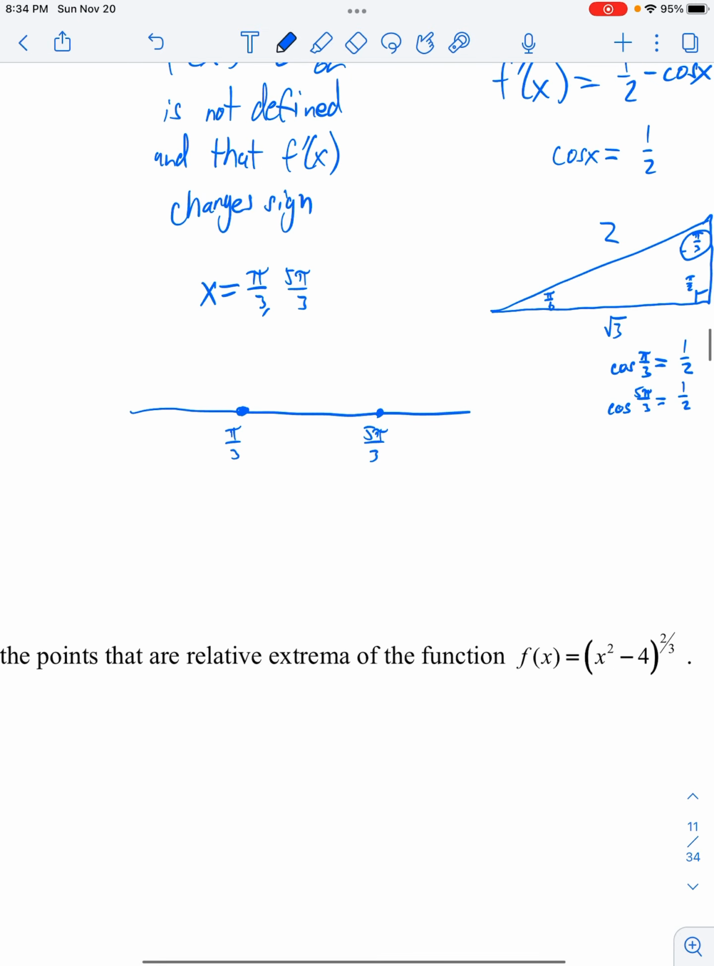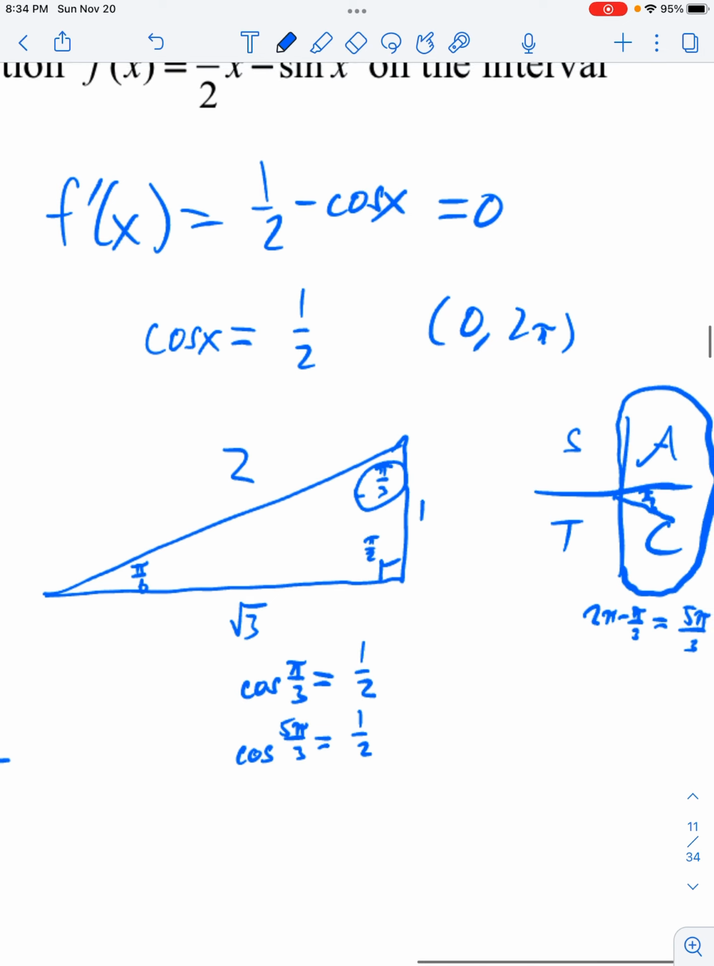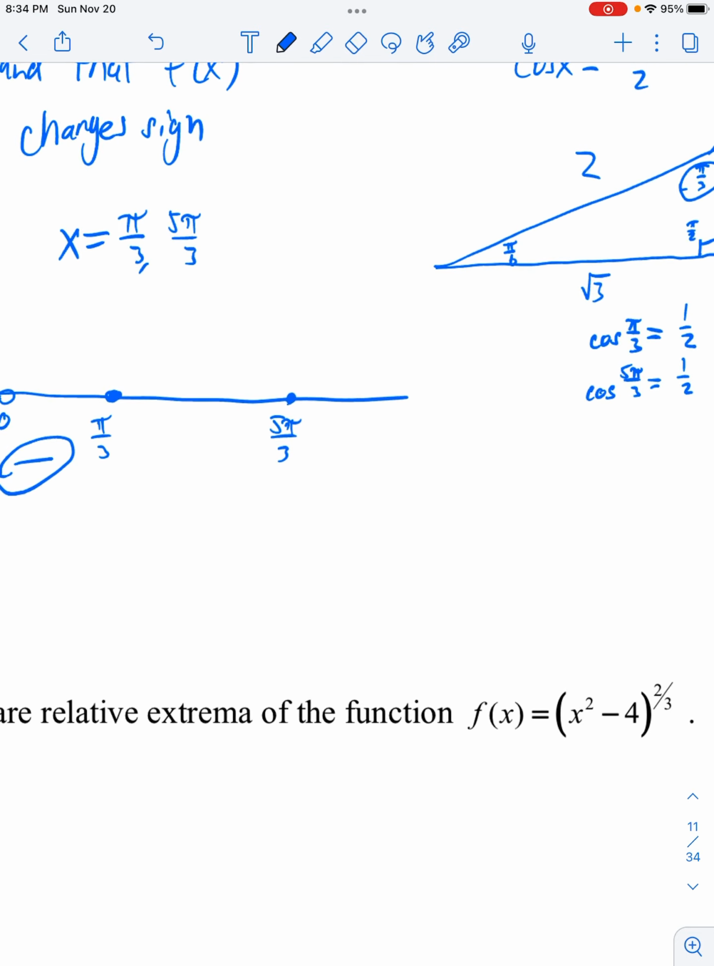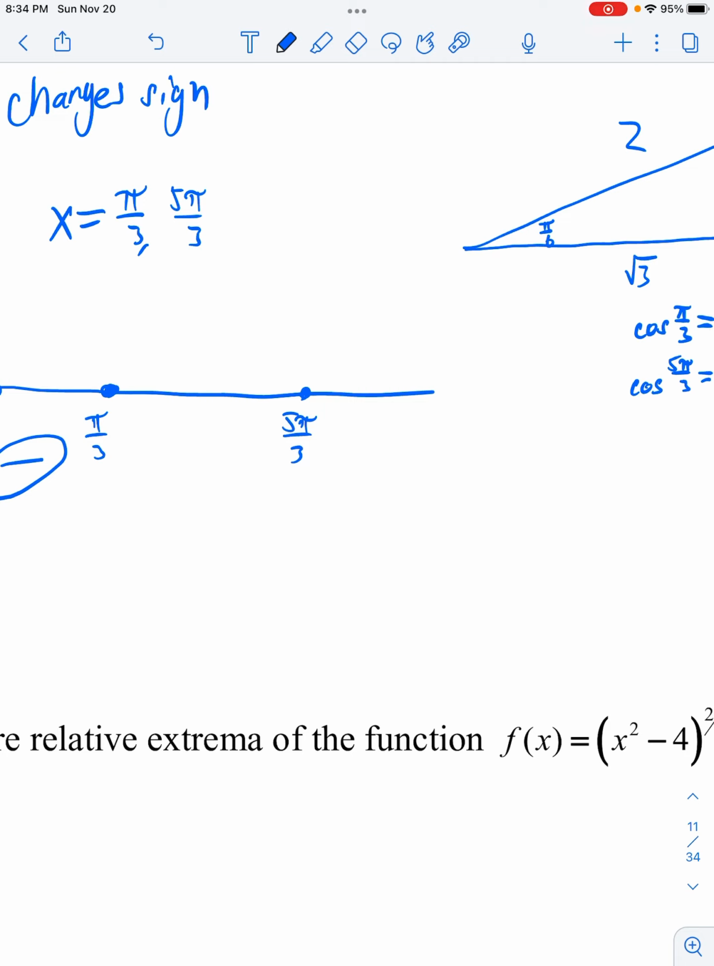And so if we pick something to the left of pi over 3, like 0, and plug it into the derivative function, we get f prime of 0 equals 1/2 minus cosine of 0, which equals 1/2 minus 1, which is less than 0. So it's going to be negative here.